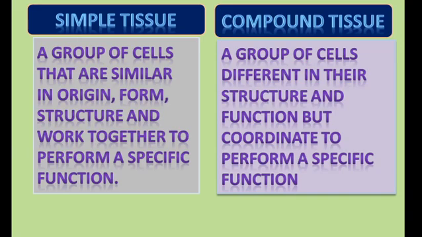So the compound tissue is entirely opposite to the simple tissue. So let us take a look at compound tissue. A group of cells different in their structure and function but coordinating to perform a specific function. So here a group of cells which look different, which perform different functions, but they bind together to perform a specific function. Such kind of tissues is called compound tissues.